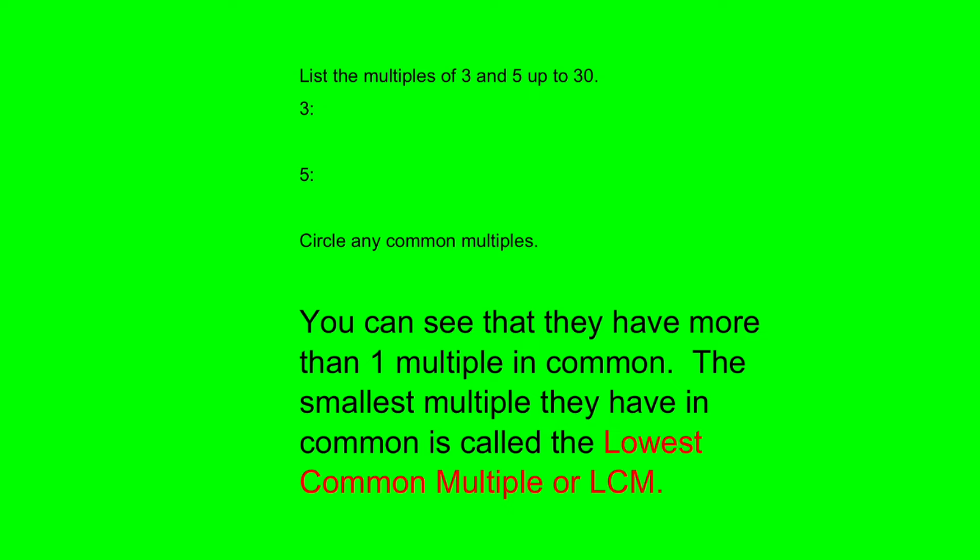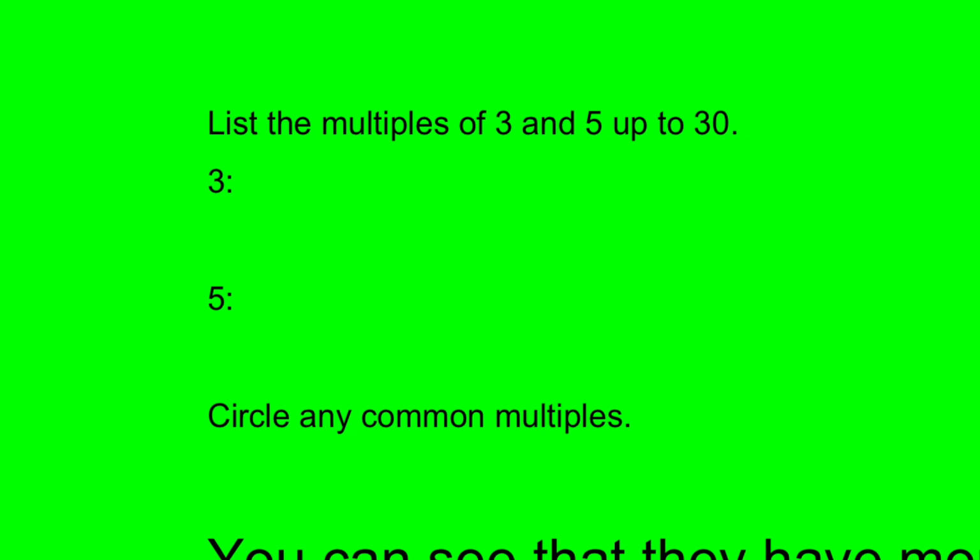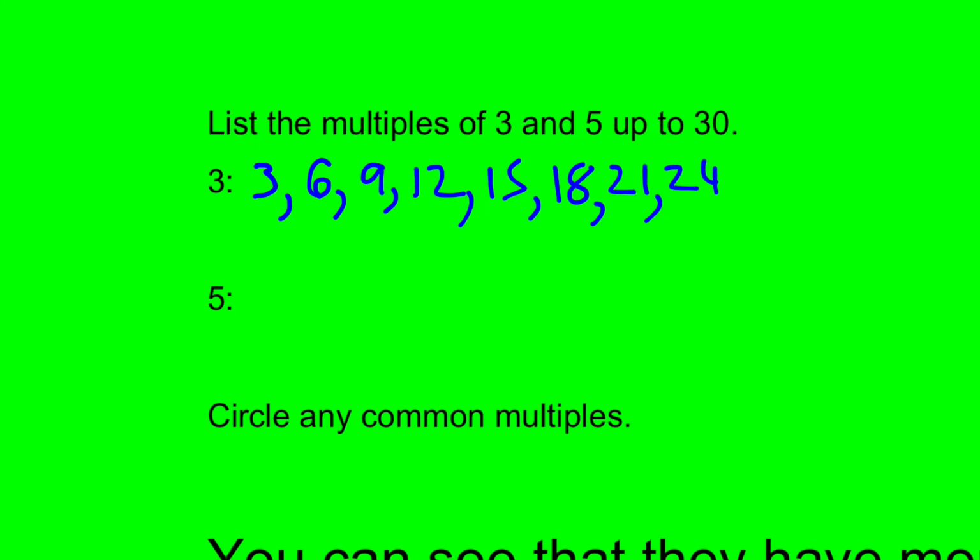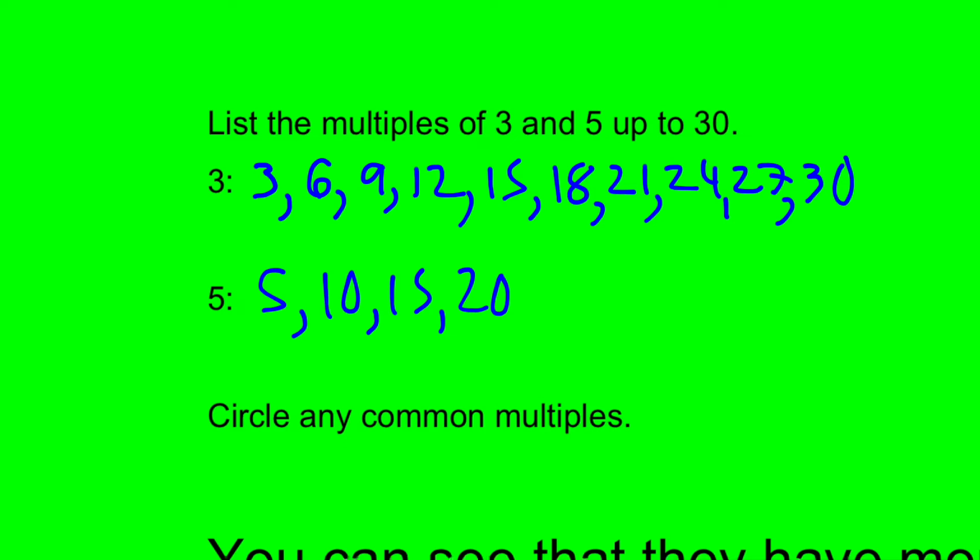And then we did a few more questions. I said list the multiples of 3 and 5 up to 30. Well, the multiples of 3 are 3, 6, 9, 12, 15, 18, 21, 24, 27, 30. The multiples of 5 are 5, 10, 15, 20, 25, 30. And I told them to circle any common multiples.